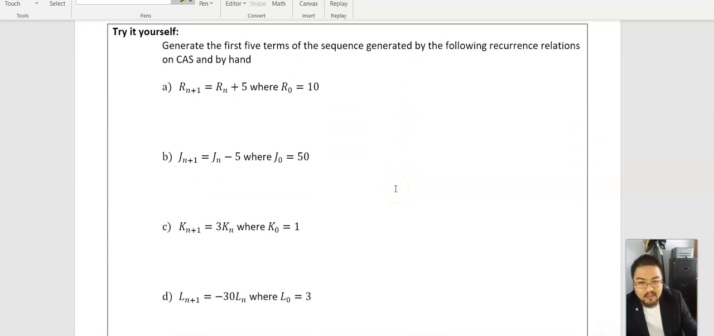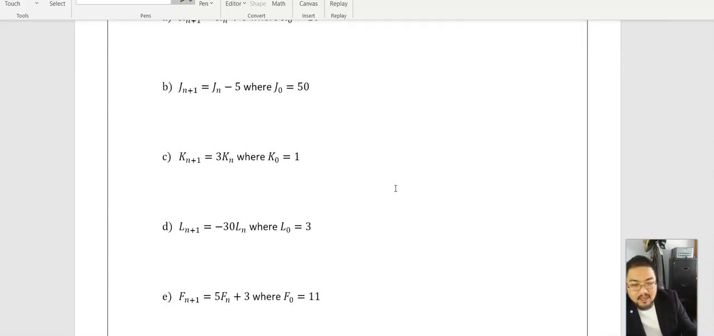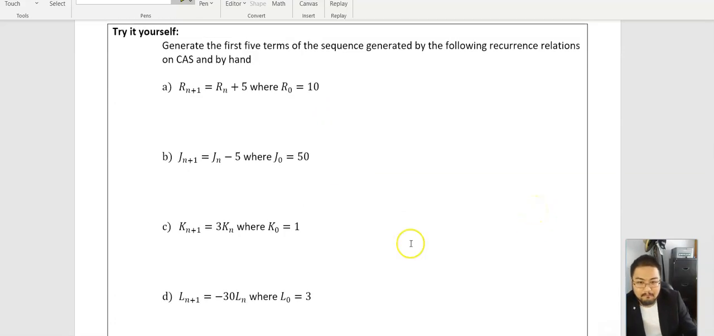Alright, so try it yourself. Pause the video at this point, see if you can work out the sequence by hand and also by CAS. In a moment, I will work out a couple of these for you guys, but I won't work out all these, I'll work out a couple of these. So pause the video at this point, work it out.